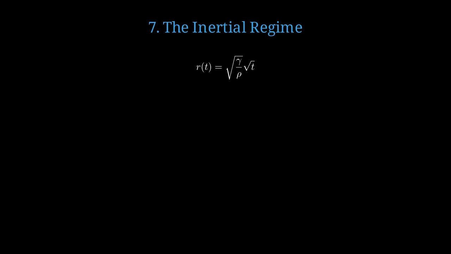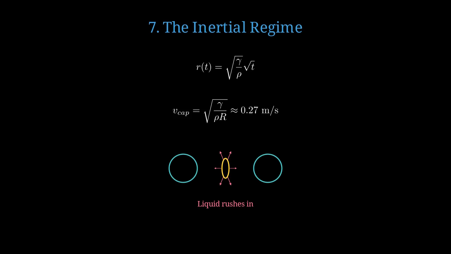In the inertial regime, bridge radius equals the square root of gamma over rho times the square root of time. The characteristic capillary velocity is the square root of gamma over rho r, approximately 0.27 meters per second for millimeter water drops. Liquid rushes inward from all directions, driven by surface tension gradients. The flow is radially symmetric and highly dynamic.